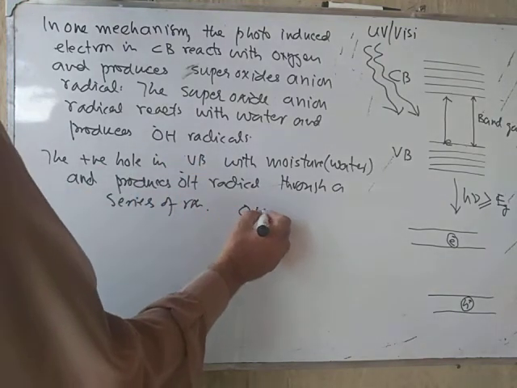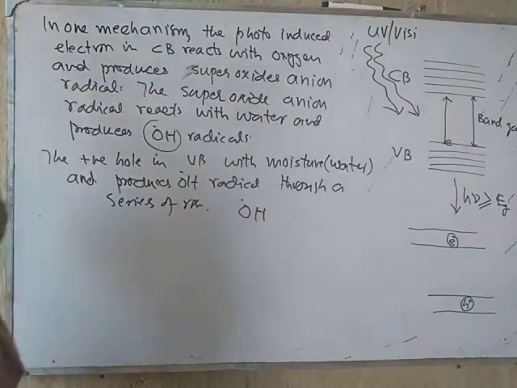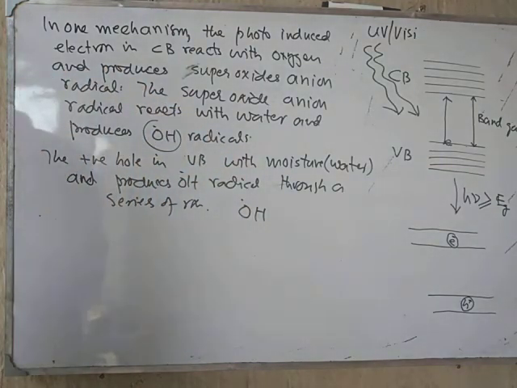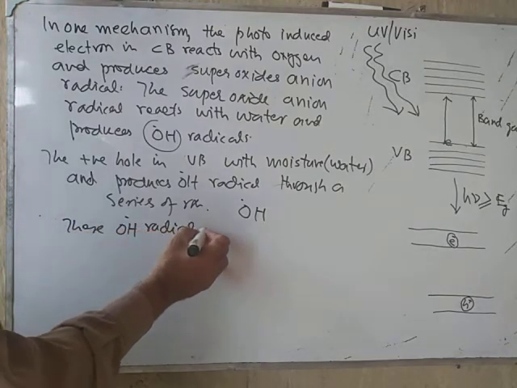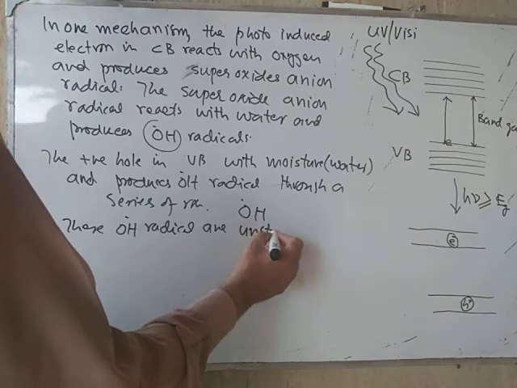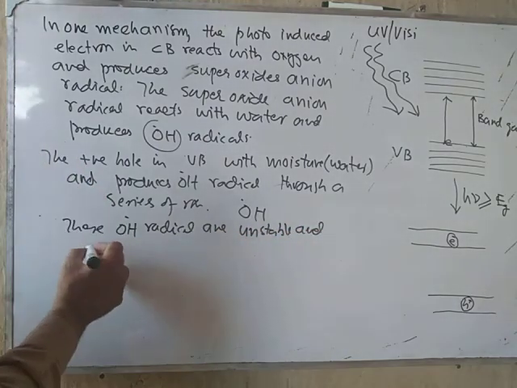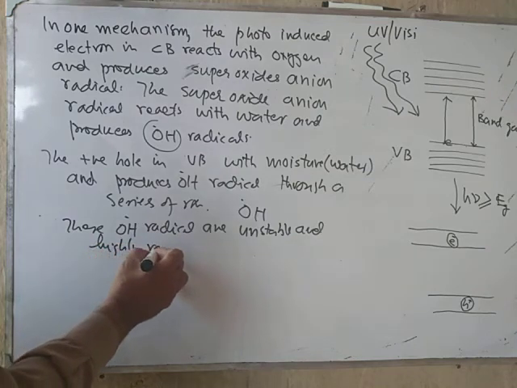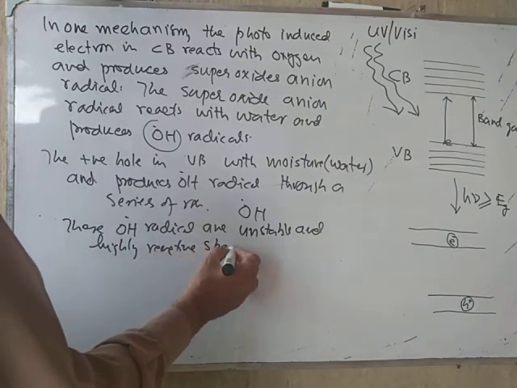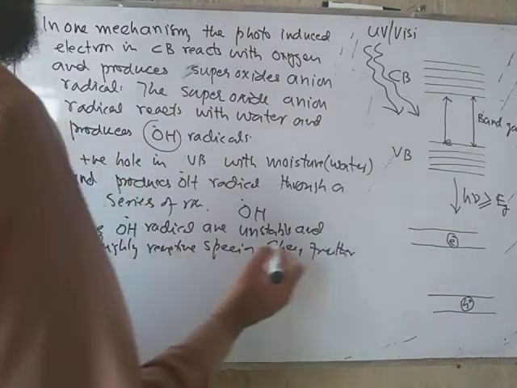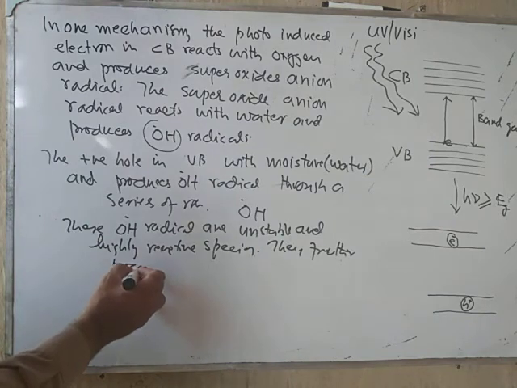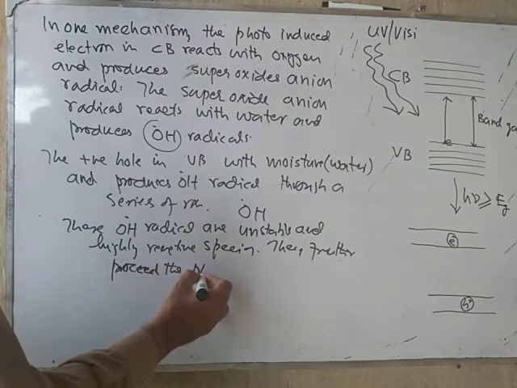तो इसमें भी OH radical बनेंगे और इसमें भी OH radical बनेंगे. These OH radicals are highly unstable and highly reactive species. So they further proceed the photochemical reactions.